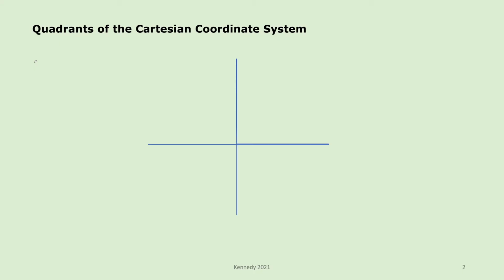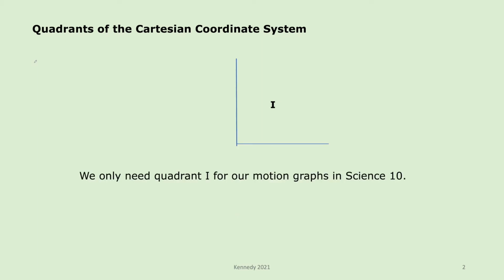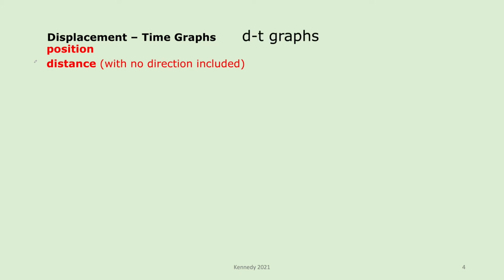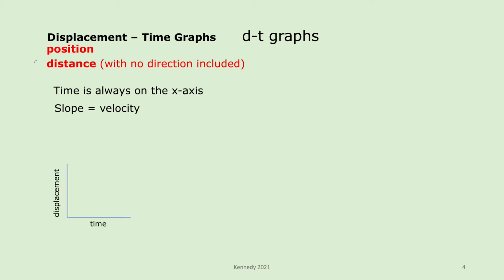Now our motion graphs are placed on the Cartesian coordinate system, and for our purposes we'll be sticking to quadrant 1. Time always on the x-axis. There's a lot you can do with quadrant 4, of course, but we're going to stick with quadrant 1. So our displacement time graphs, sometimes called position time graphs, maybe a distance time graph, for short, a DT graph. This is what we're working with. Again, time always on the x-axis. In this case, slope will equal velocity. Important thing to remember, slope will equal velocity on our DT graph.